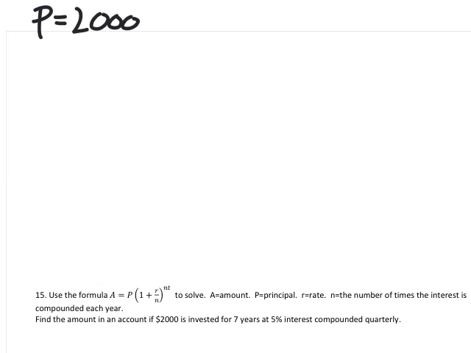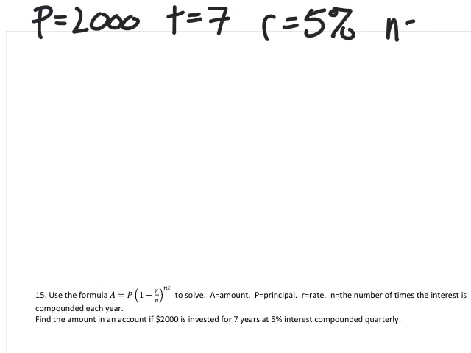for 7 years, so that's our time, and our rate R is a 5% interest, and N is the number of times compounded each year. Since it's quarterly, we're going to compound this 4 times every year.